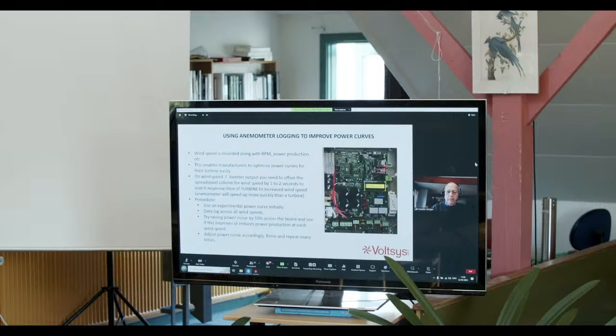But I must say that in my experience, there's about a 1.5 to 2 second delay between wind speed increasing, being recorded by a cup anemometer, and the RPM of the turbine increasing and more power being available. And so in a spreadsheet, you have to offset it by 1 to 2 seconds to get them back into line again.